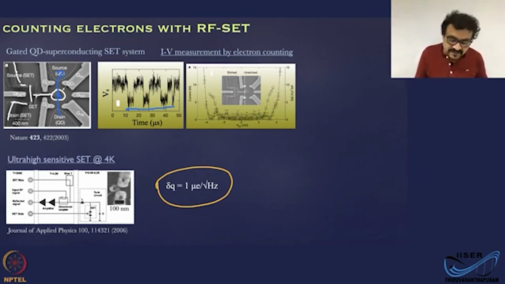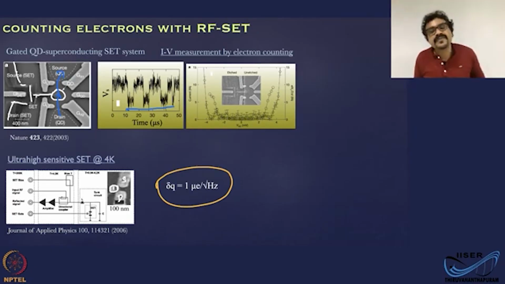In this experiment they had an ultra small aluminum SET, this is called the island, and there is a source and a drain here. And a similar tank circuit as we discussed in the previous slide.